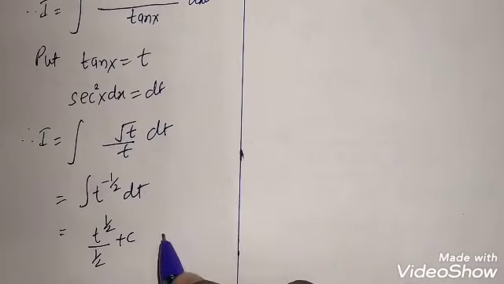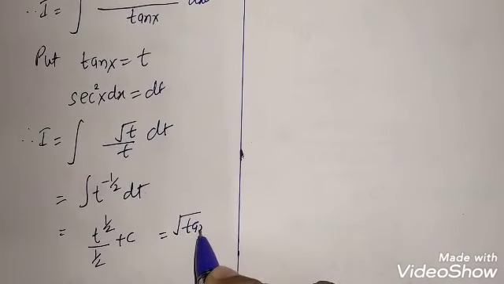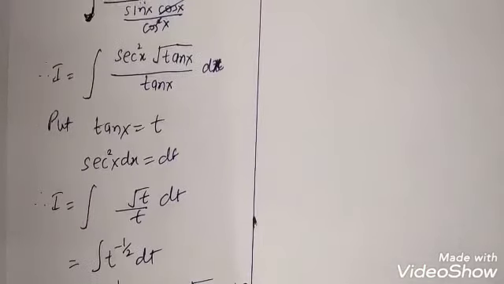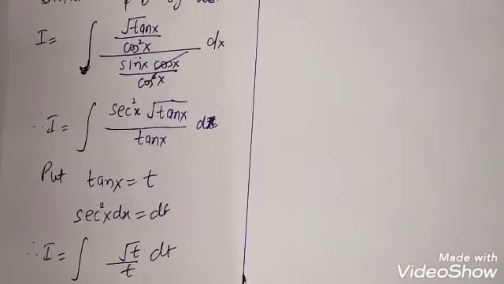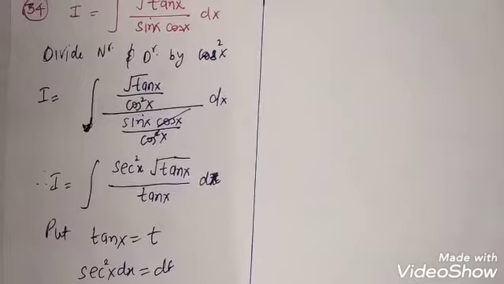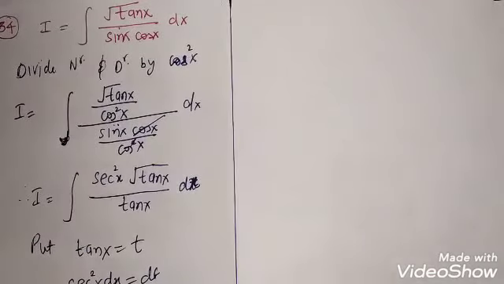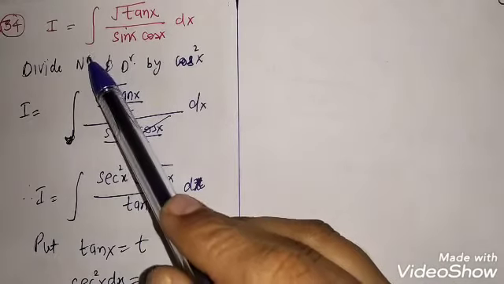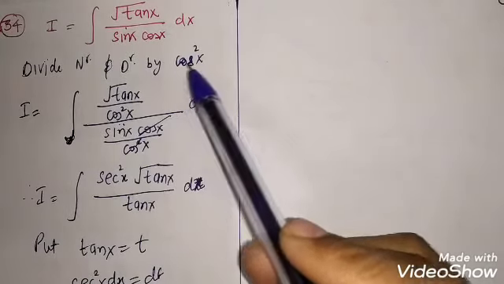The value of t is root tan x plus c. Above it means in the numerator basically. See, once again, it's a bit more difficult than the other questions, so I am repeating it for you. What I did is divide the numerator and denominator by cos square x.